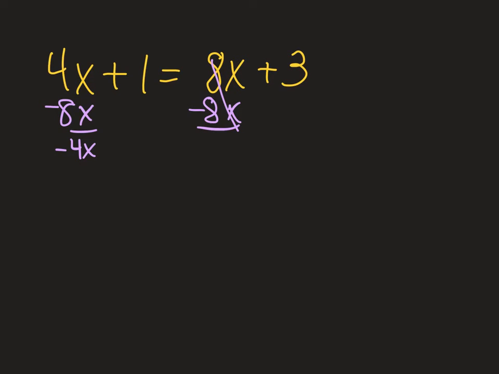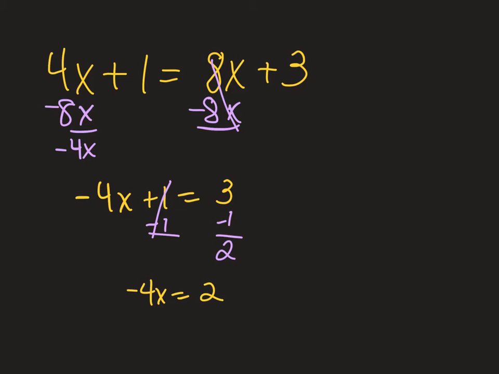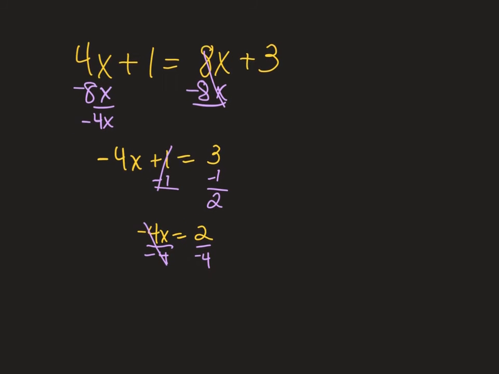Now I rewrite. I'm going to switch back to yellow. This is my rewrite step: negative 4x plus 1 is equal to 3. My next song is minus 1. Cross out, what's my answer? Yellow is my rewrite step. I'm going to divide by negative 4. So far, none of this has been weird or different, but look at this very last step. x is equal to 2 divided by negative 4.